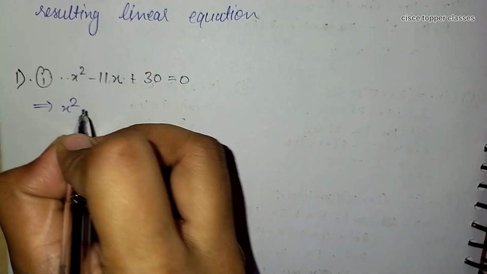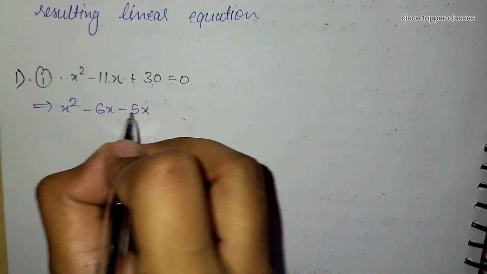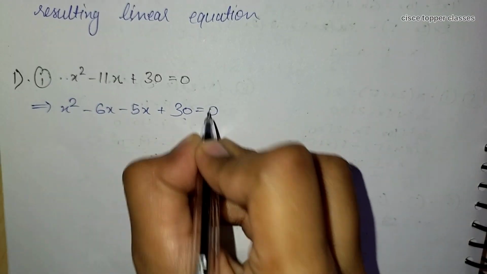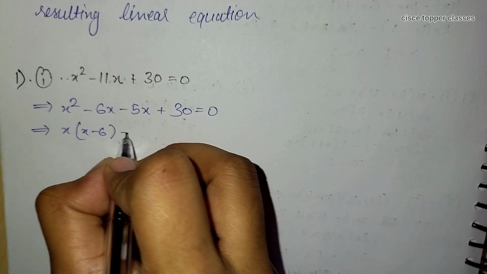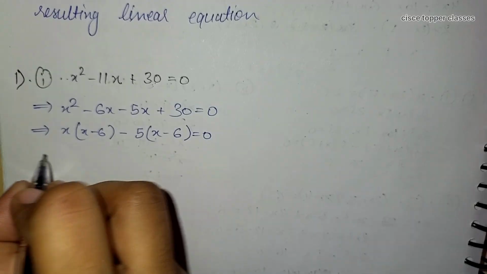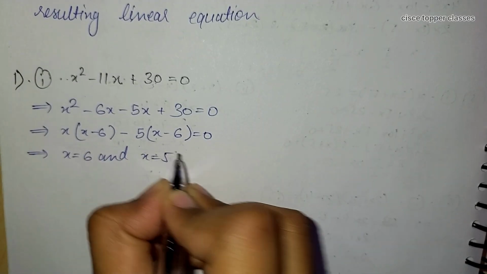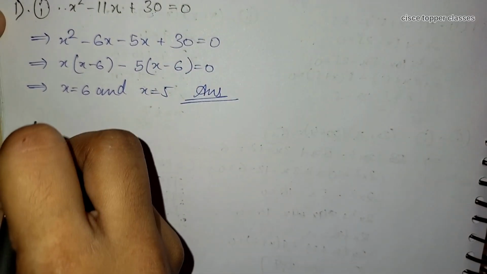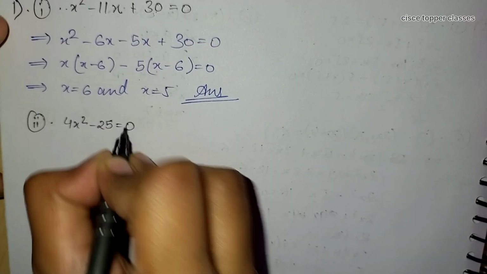So let us write x square minus 6x minus 5x plus 30 equal to 0, since 6 into 5 is 30. Now on taking x common, we get x minus 6, and taking minus 5 common, x minus 6 equal to 0. From here x is equal to 6 and x is equal to 5 is the final answer in this question.